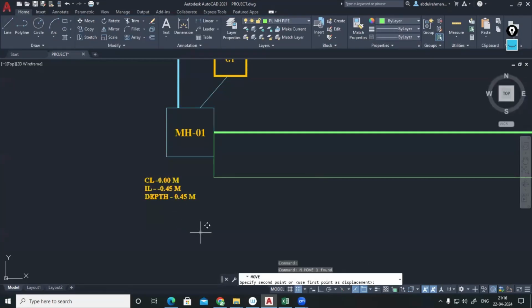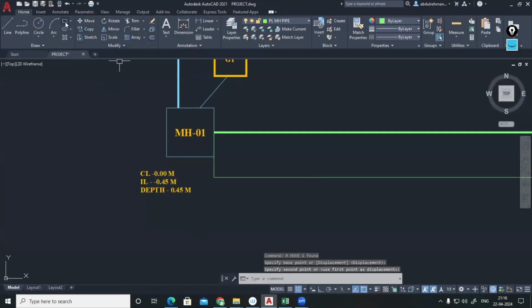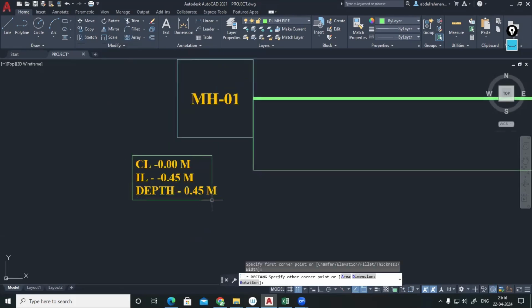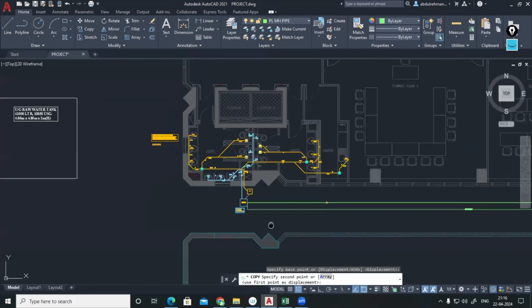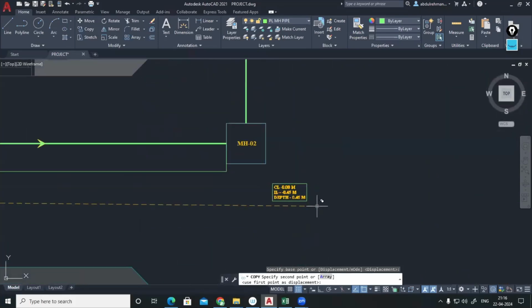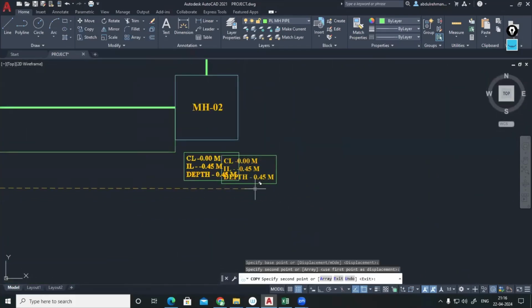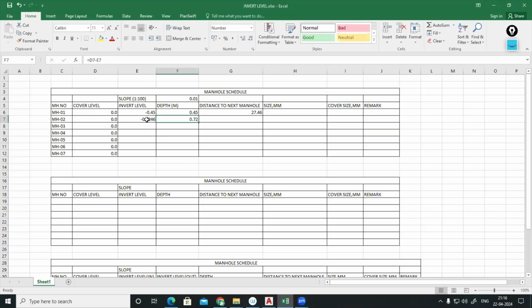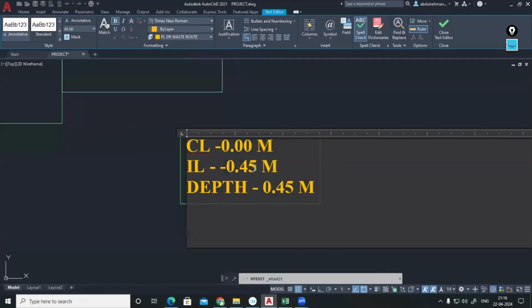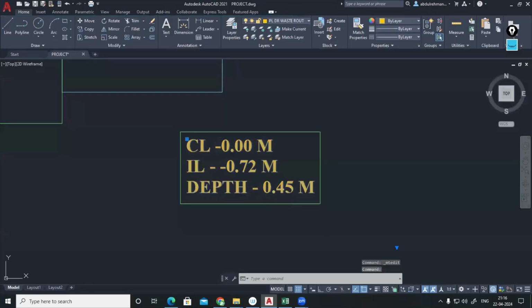Correct. So manhole number 2, accordingly we should mark. This is the cover level. Manhole number 2, cover level same only. Invert level is minus 0.72. Depth is 0.72 meter.